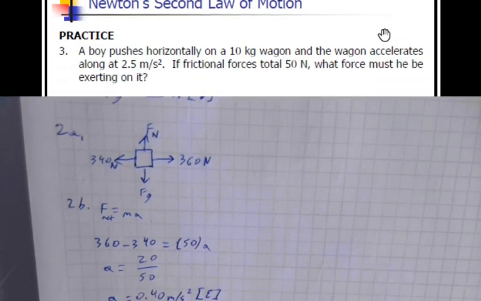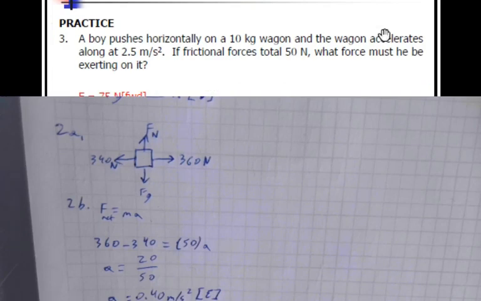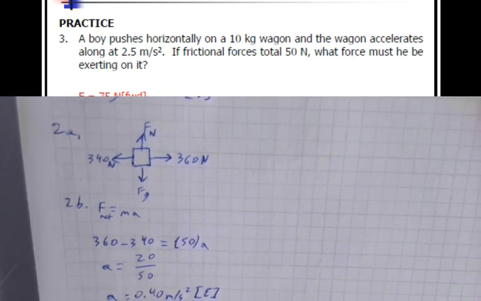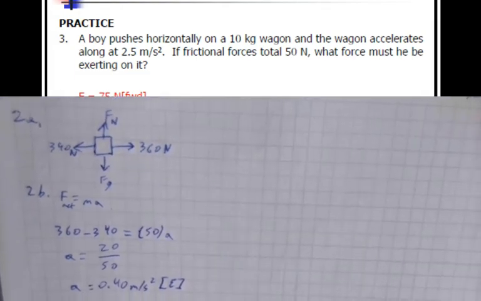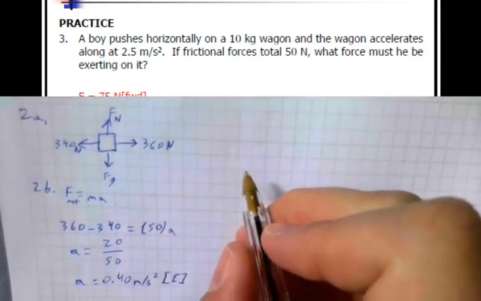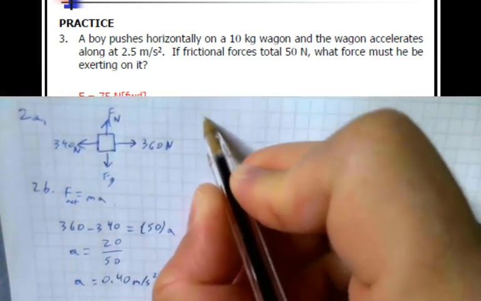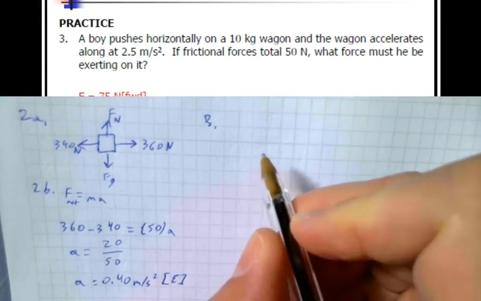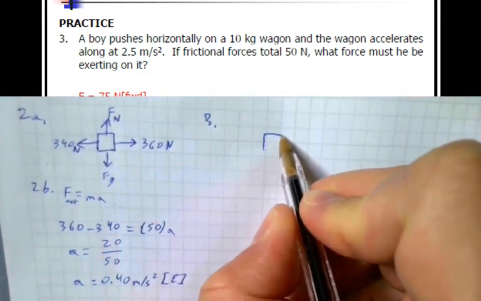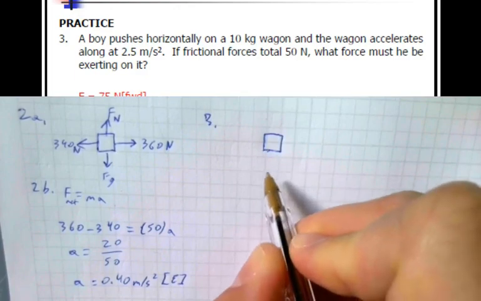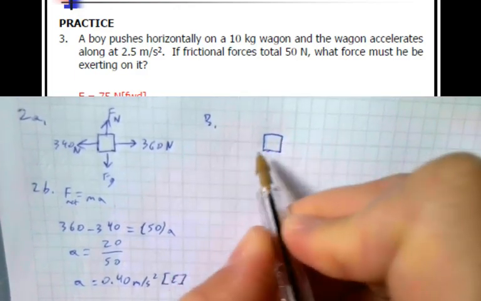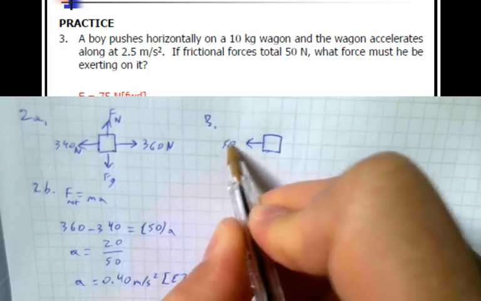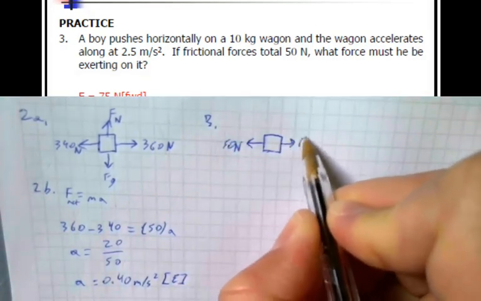Let's pull up another problem here. A boy pushes on a 10 kilogram wagon, and the wagon accelerates at 2.5 meters per second squared. If the total frictional forces are 50 newtons, what must be the force exerted on it? So we're not asked to draw a free body diagram in this situation, but it's good to do so. So let's draw this free body diagram. We know that there's a frictional force of 50. There must be some applied force.